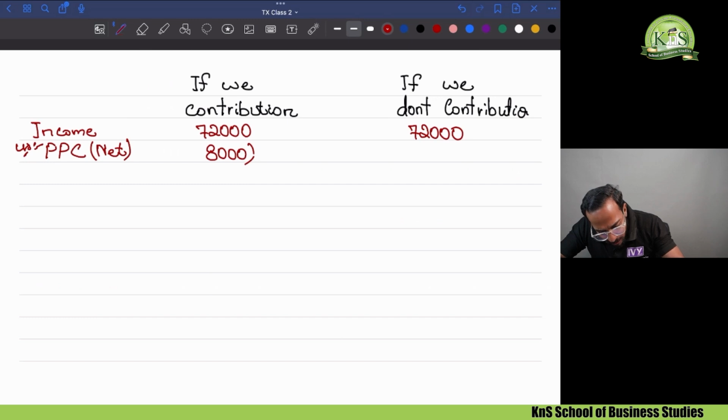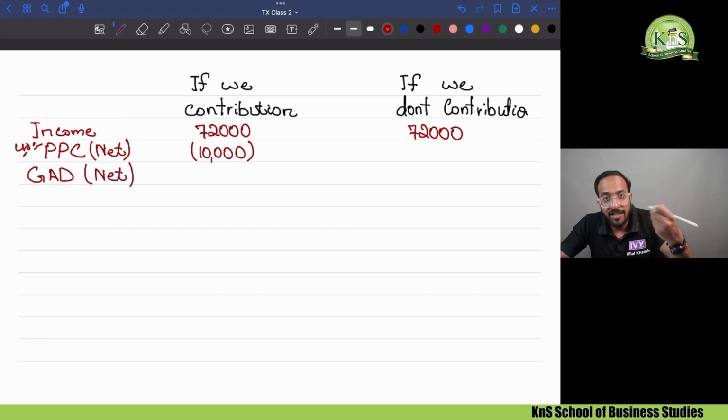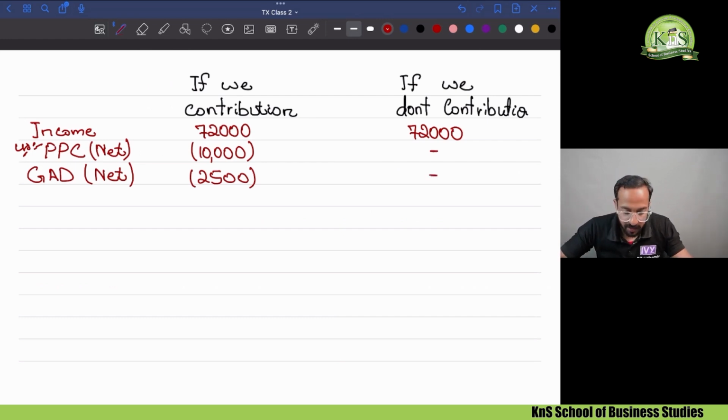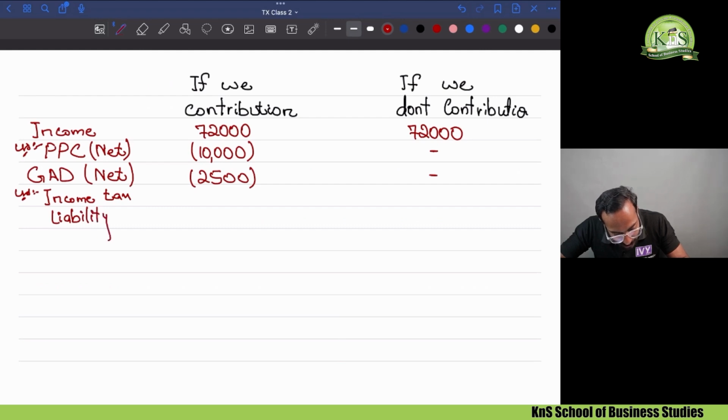I guess 10,000 I contributed. Yes, 10,000 is going. And for gift aid donation, again net amount, because 20% is from the HMRC pocket, right? 2,500. Here we are not contributing anything, so there is nothing left, right? Now less income tax liability.